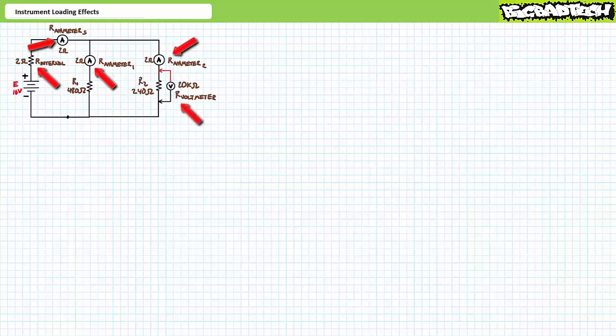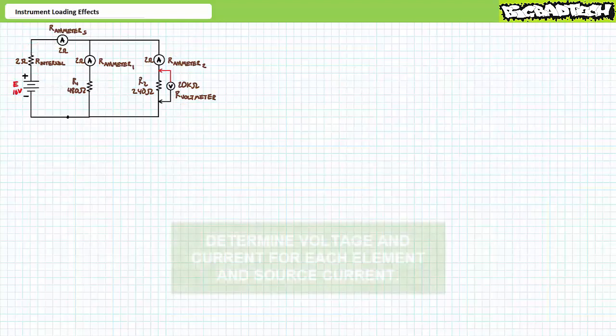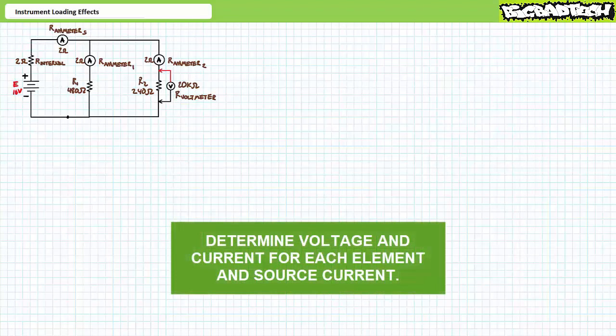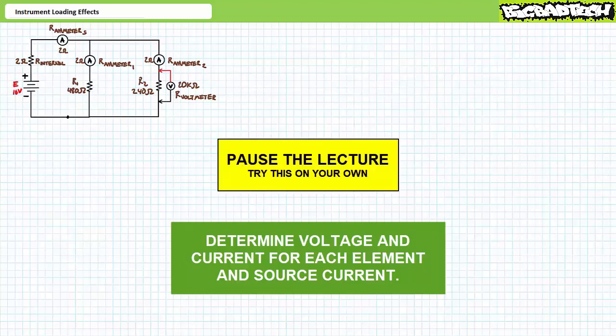Finally, we include a non-ideal voltmeter that happens to have an internal resistance of 20 kiloohms in parallel with R2. As an exercise to the viewer, I invite you to determine the voltage across and the current through each resistor in this system, as well as source current. This would be much more difficult because it takes several levels of simplification to bring it down to a pure series circuit. Stay organized. By all means, pause the lecture and try this on your own. If you're tracking, you should have obtained the following values.